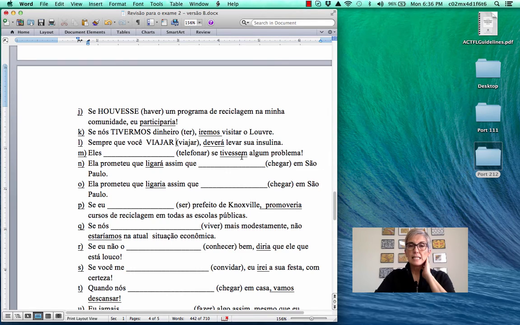Se tivessem, so here you have the imperfect subjunctive, so here you have to use the conditional. Eles, so just write the infinitive, telefonar, and then add the ending. Telefonariam, se tivessem algum problema.